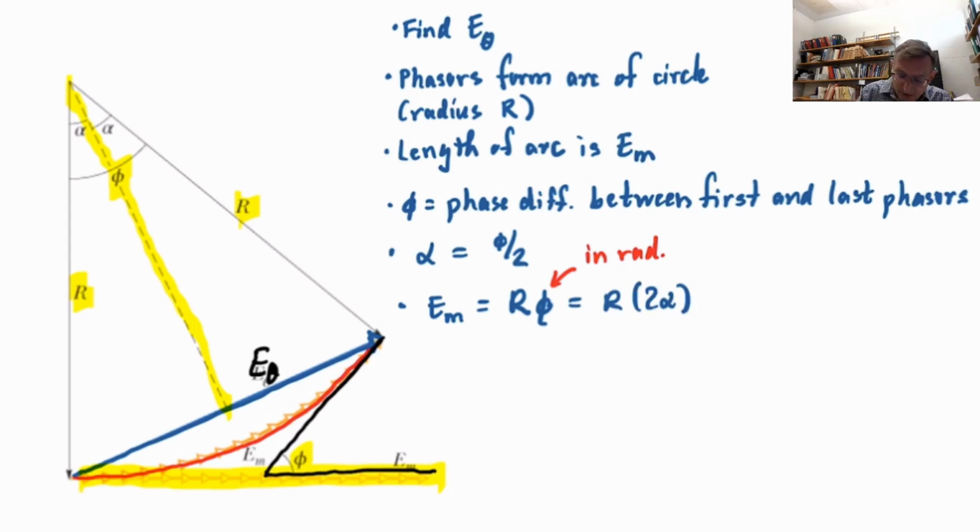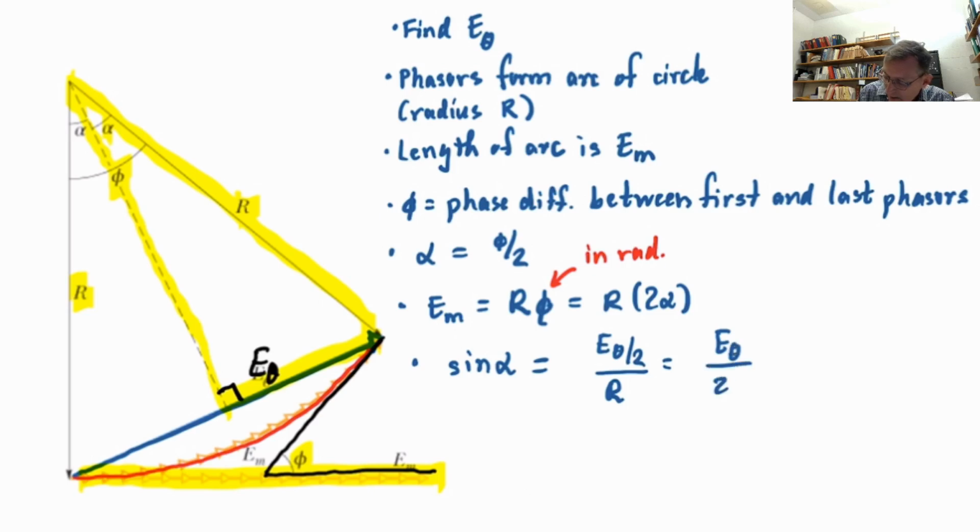All right, now look at this right triangle formed here between these three sides. Or the other right triangle, doesn't matter. Yep, that's a right angle right there, yes? So just from right triangle trigonometry, let's figure out an expression for the sine of alpha. See the alpha up here? Sine is opposite over hypotenuse. Opposite length is E theta over 2, half of E theta. Hypotenuse is the radius. This is E theta over 2r.